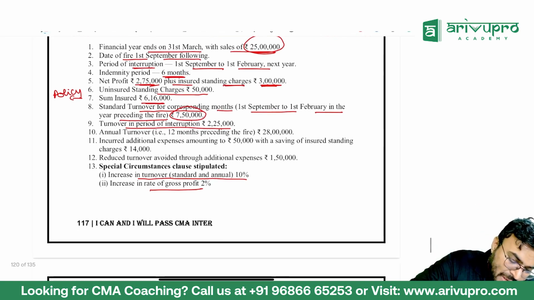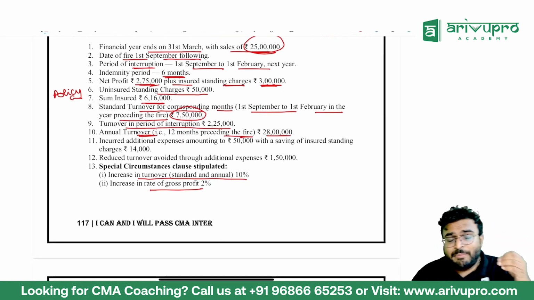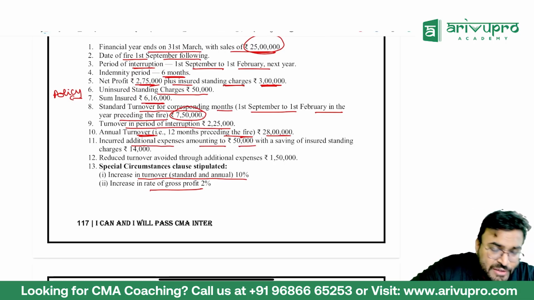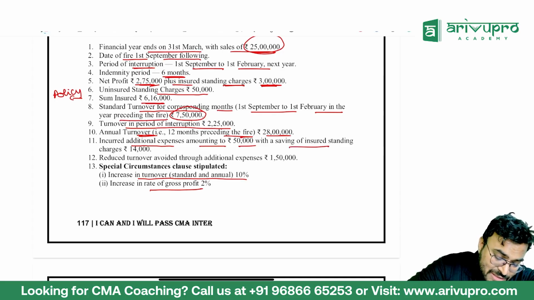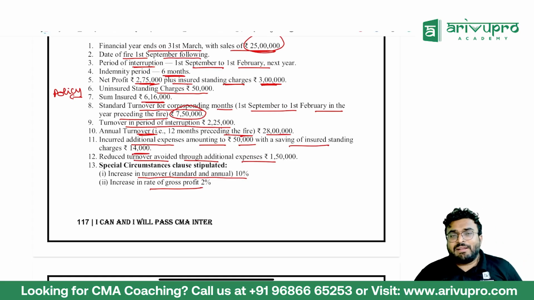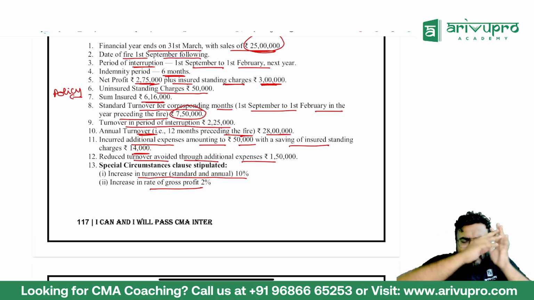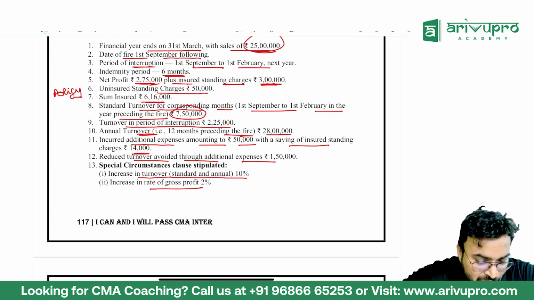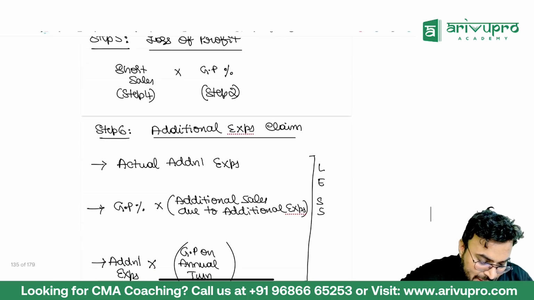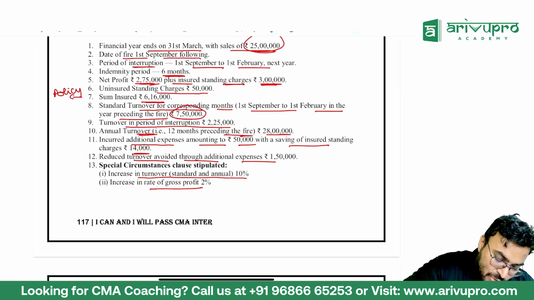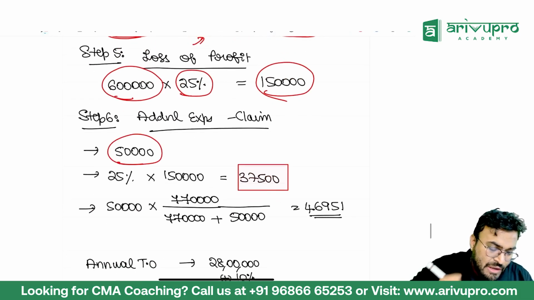Now let's continue. Annual turnover is given, last 12 months sale is given, 28 lakhs. Incurred additional expense of 50,000. Now additional expense claim we have to do, and savings is 14,000. Reduced turnover avoided due to additional expenses. They are telling because of additional expenses, I made 1,50,000 more sale. Otherwise, I would make 1,50,000 less sale. Okay. Remember additional expenses when we are calculating, 3 steps. 1, actual additional expense. What is the actual additional expense? Actual additional expense they said is 50,000. So first step we will take it as 50,000.